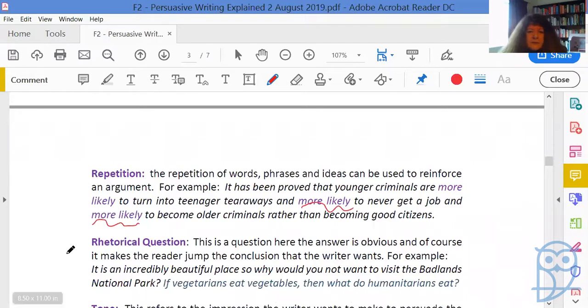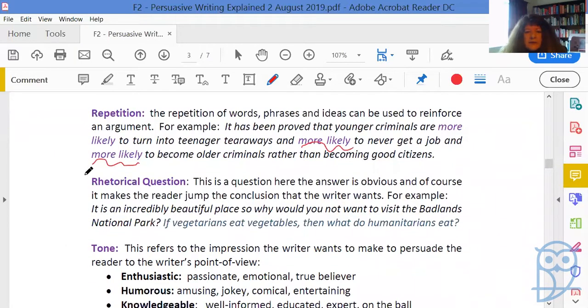Okay, that's repetition. Here's another type of question, the rhetorical question, which generally requires no answer. Okay, but it makes the reader jump to the conclusion that the writer wants. He's using it to persuade you to his way of thinking, whether you realize it or not. It is an incredibly beautiful place, so why would you not want to visit the Badlands National Park, which we all know about?